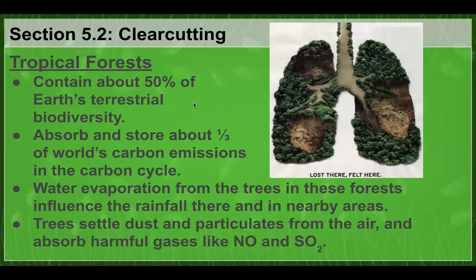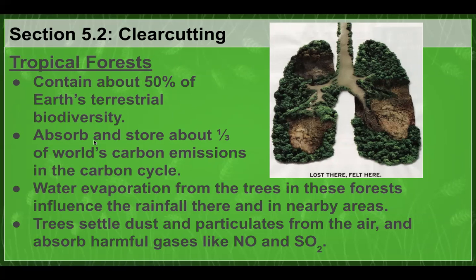So, a little detail about tropical rainforests. Tropical rainforests contain 50% of all of the Earth's terrestrial biodiversity. That is an incredible number for just one biome out of all the ones that we study this year. So rainforests contain just a tremendous amount of species there.